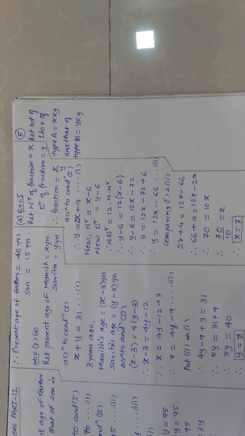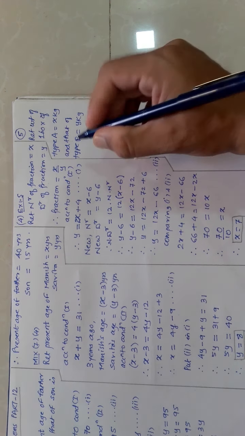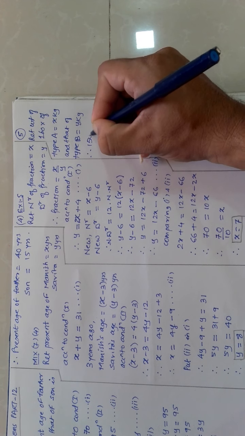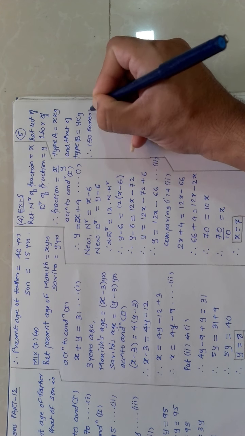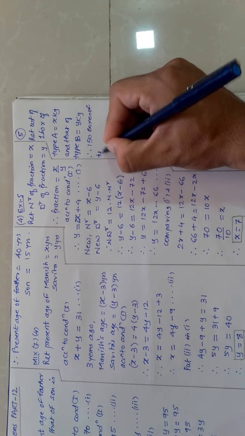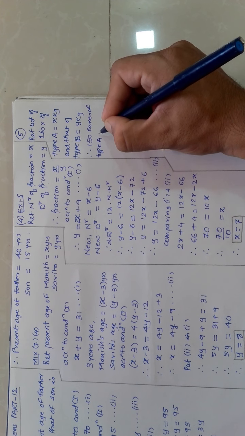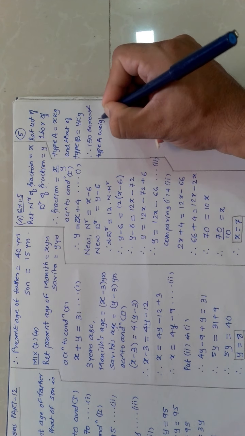So, how many boxes are loaded in the first truck? 150 boxes of type A. Therefore, 150 boxes of type A weigh how much?